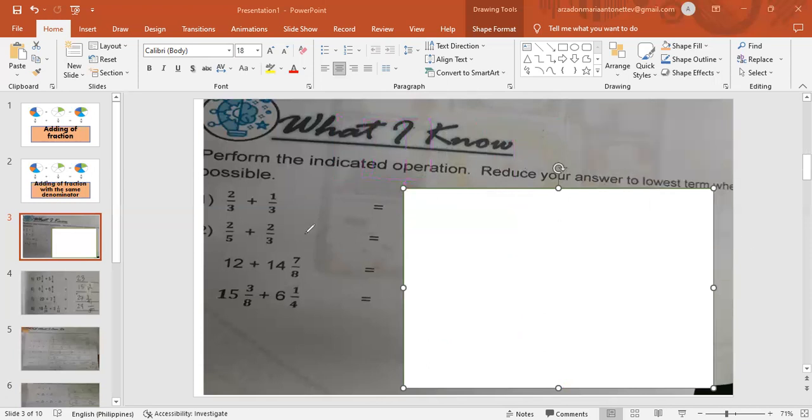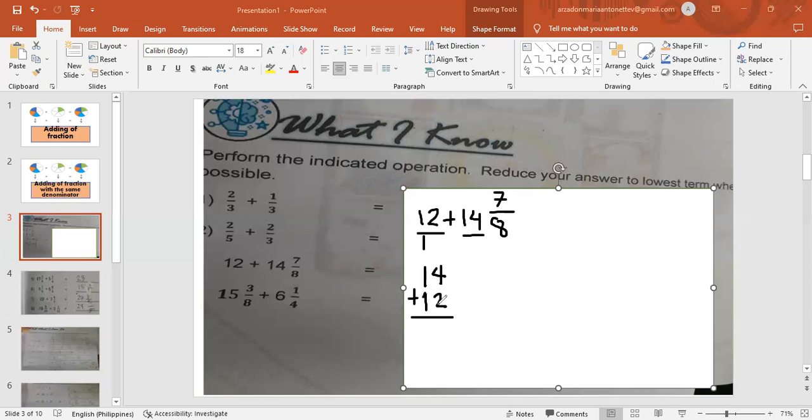Okay, now let's proceed to number 3. So we have here 12. The given is 12 plus 14 and then 7 over 8. So this one is simply whole number. What are you going to do to the whole number? You just add them together. How are you going to add? Please just copy the larger number and then copy the lesser number, add them together.